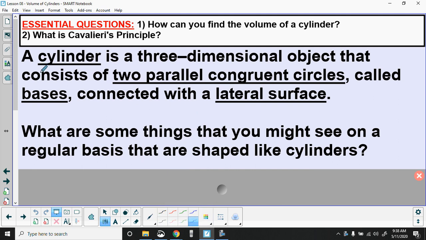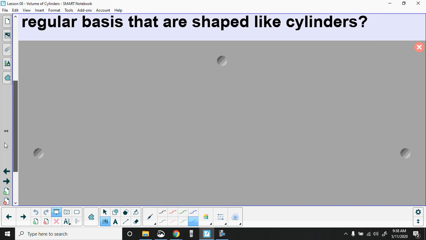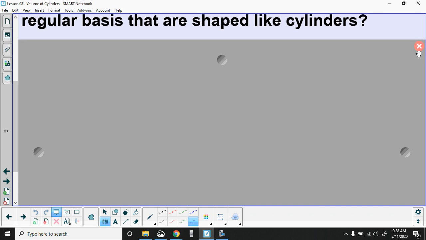Today we're talking about volumes of cylinders. As you know, a cylinder is a three-dimensional object that consists of two, not one, but two parallel congruent circles called bases connected with a lateral surface. So, what are some things in the real world? Normally I would be waiting for y'all to spit them out in class, but here are some good examples.